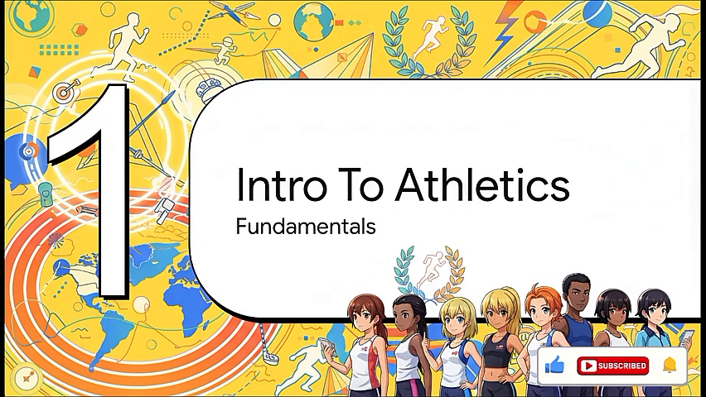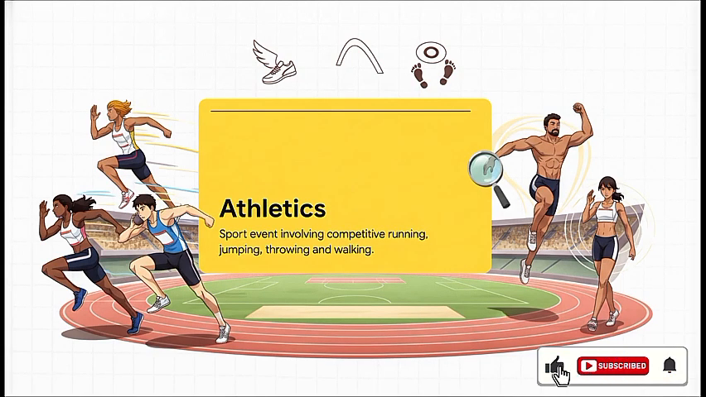Section 1. Intro to Athletics. So what actually is athletics? Basically, it's a group of sporting events that involves 4 core competitive actions: running, jumping, throwing, and walking. Now, these are just natural human movements, right? But in athletics, they're refined and pushed to their absolute limits through intense training and discipline. It's actually the most ancient form of sport we have, literally testing the raw physical capabilities of the human body.